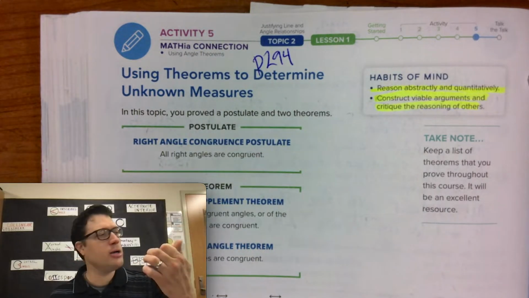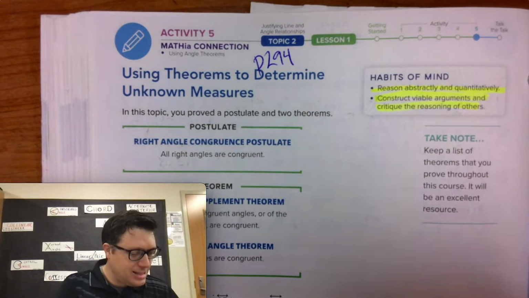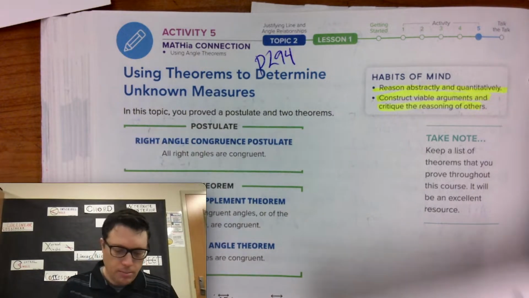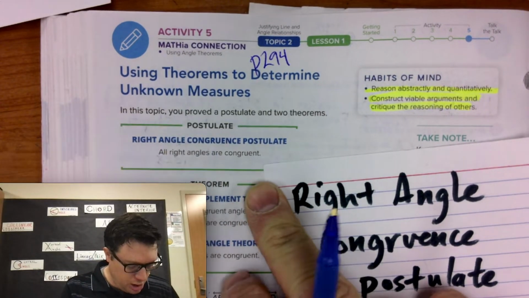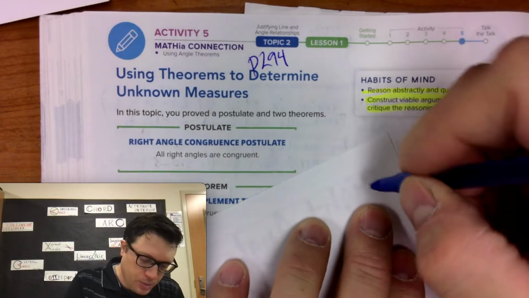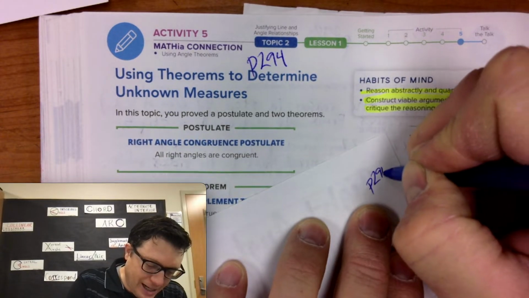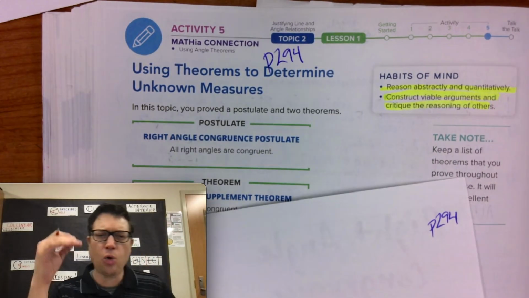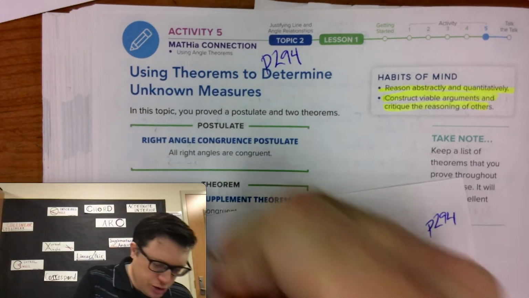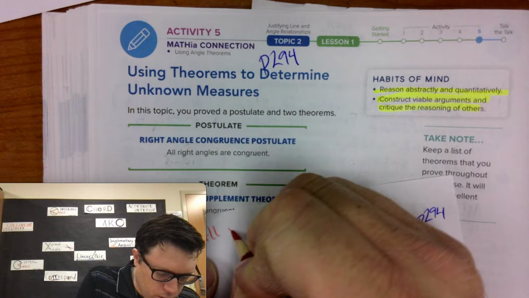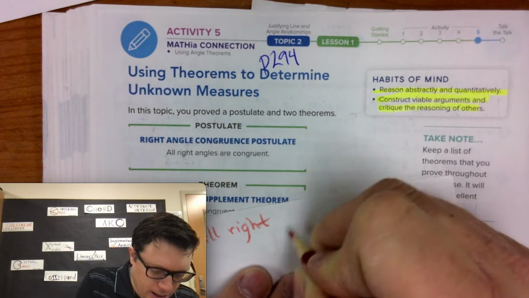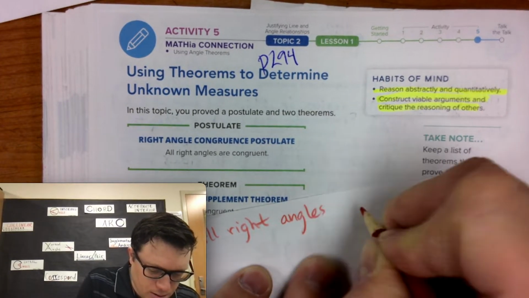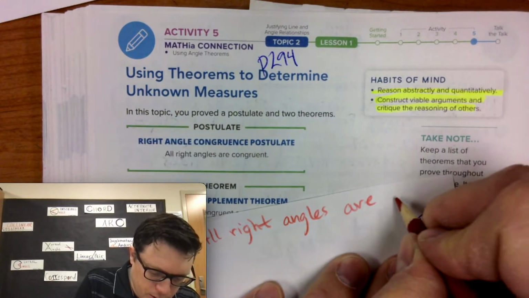Let's add to the note cards though. Let's see here. Right angle congruence postulate. So I see that that's actually on this page, page 294. So I'm going to jot that on the back of this. And then I'm going to put what it says. All right angles are congruent? For sure. All right angles are congruent.